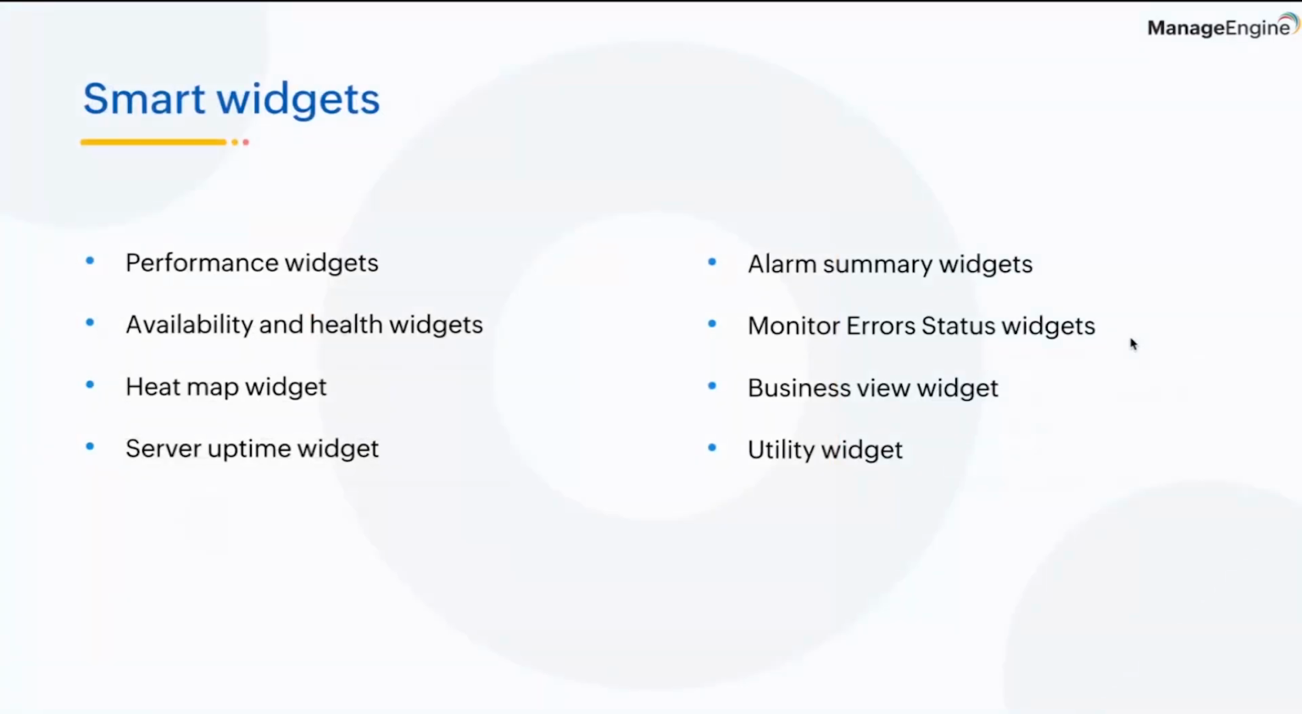Some of the widgets that we have are performance widgets, which will display the snapshot value of a specific monitor's performance metrics. Then you also have the availability and health widgets, which will help display the availability, health status, and alarm status for a particular monitor category. And you also have the heat map widgets, wherein the severity status of the health and availability of selected monitors will be displayed. And you'll also be able to view the server uptime widgets, alarm summary widgets, monitor error status widgets, business view widgets, utility widgets, and so on.